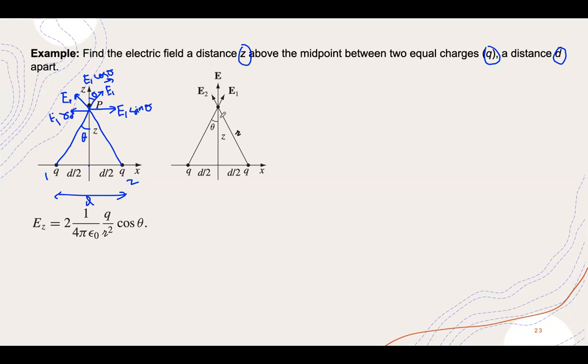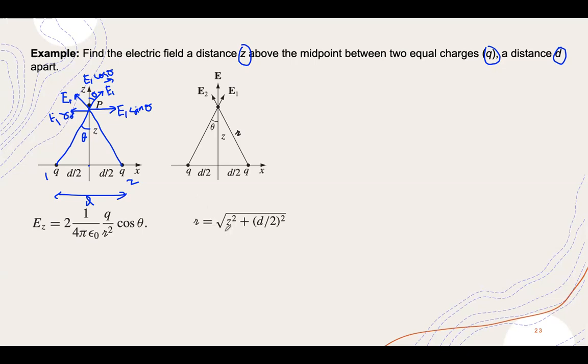Okay, which is very easy now, because you see this is a right angle triangle, and this base is Z, and this is D over 2, and R is nothing but the hypotenuse. So you can calculate cos theta as Z over R, and R, by using the right angle triangle formula, is the square root of Z square plus (D over 2) whole square.